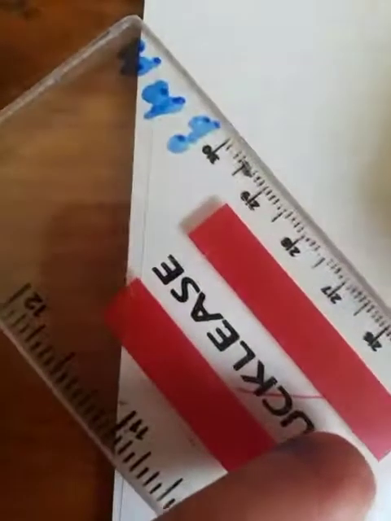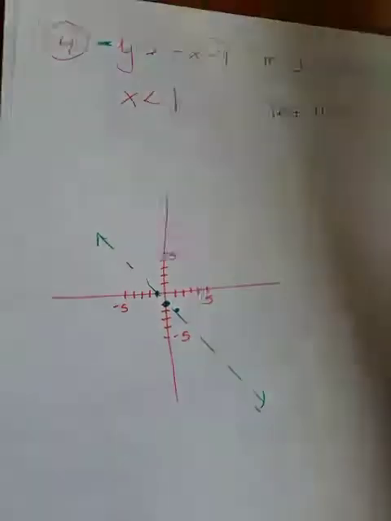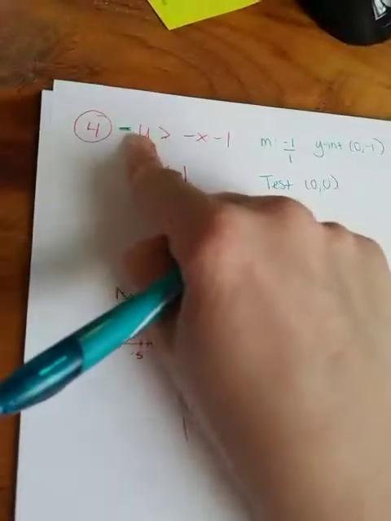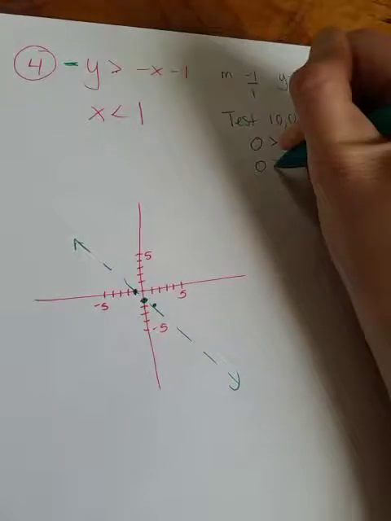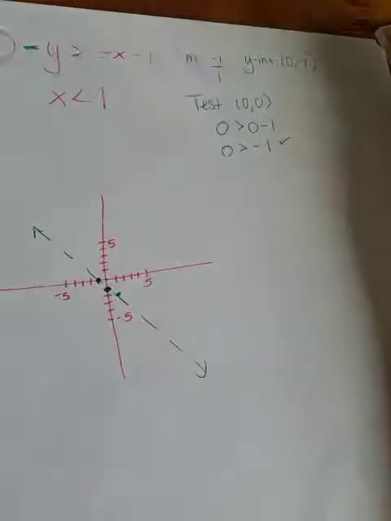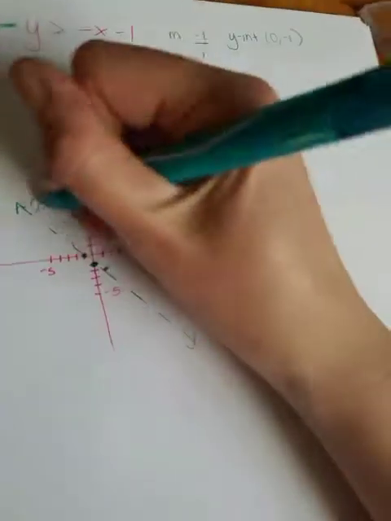So bear with me one more time. Okay, now I need to test (0, 0). (0, 0) does not go through it. So I'm putting 0 in for x and 0 in for y. So I'll have a 0 here and a 0 here. So I have 0 is greater than 0 minus 1. Is 0 greater than -1? Yes, it is. So that means I shade on the side that has (0, 0) on it, which is above.